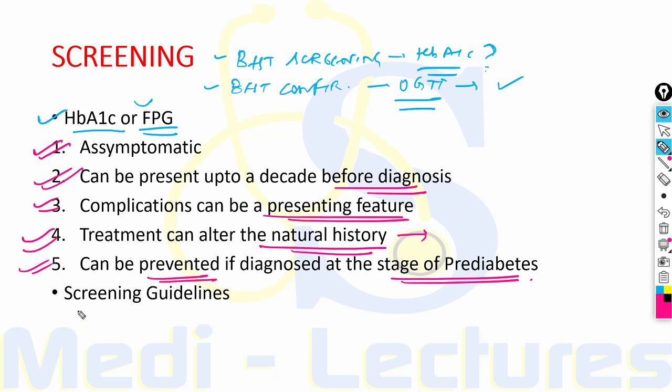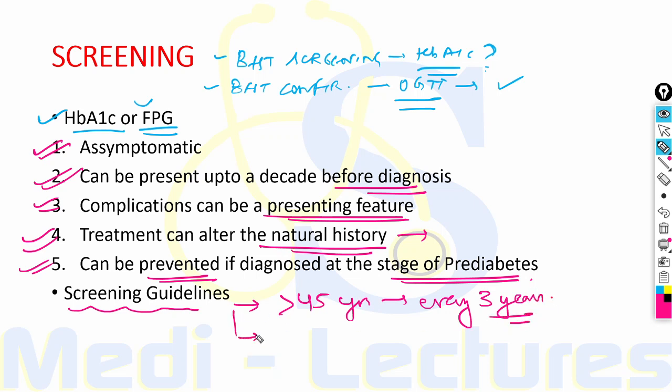Now, when we consider the screening guidelines, the ADA recommends screening of all individuals who are more than 48 years of age. The screening of diabetes should be done every 3 years. And if there are certain comorbidities, like the patient is overweight, having BMI of more than 25, or some ethnic relevant definition of overweight is considered, or there are some other risk factors for diabetes, we can lower this threshold and we can screen every 1 year.